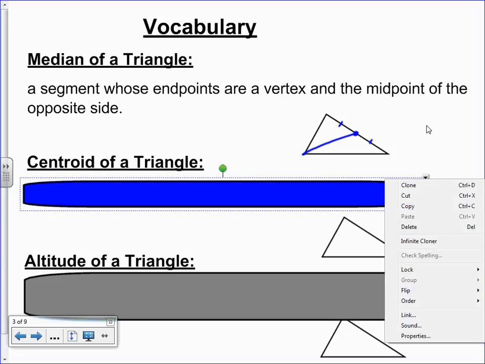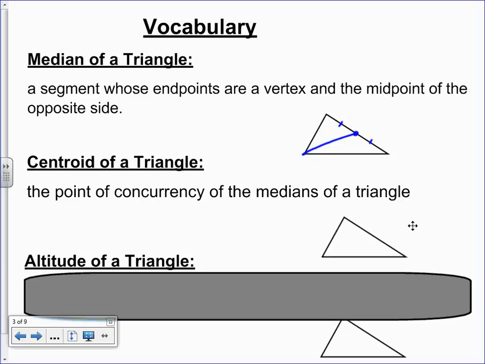And a centroid, this is one of the ones that I was talking about. That's the point of concurrency of the medians of a triangle. So it's where they all cross. So if we have our one median, that's congruent. We have our second median, those are congruent. We have our third median, so those are congruent. That point where they intersect, they will all cross at the same point. That is called the centroid. Pretty cool word there, centroid.